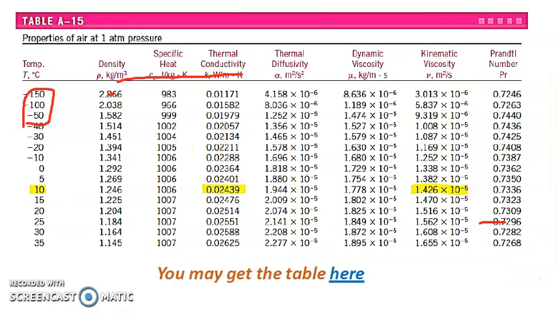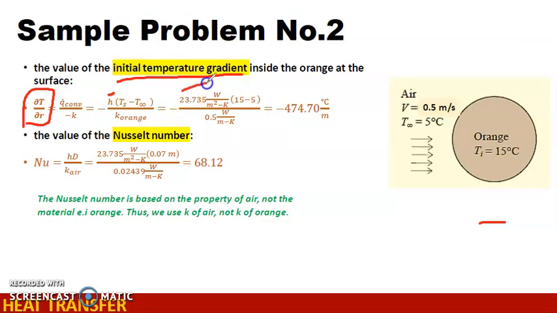That's why we have 23.735 here, and then Ts minus T infinity, which is already given, over the k of the orange, because what we want to find is the initial temperature gradient of the orange. That's why we use k of the orange and not the k of the air. So do not be confused. We use k of the orange here instead of the k of the air because we're looking for the initial temperature gradient in the orange. So we have negative 474.7 degrees Celsius per meter, meaning there is a difference of 474.7 degrees Celsius per meter of the radius of the orange.